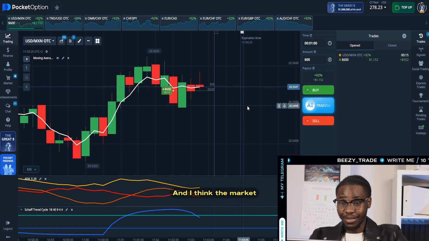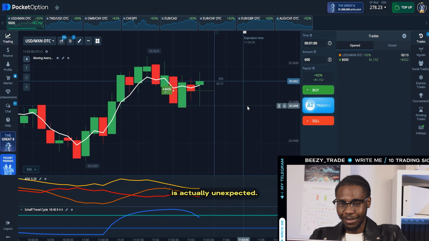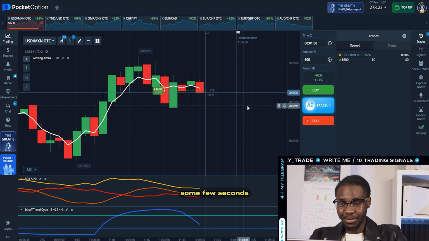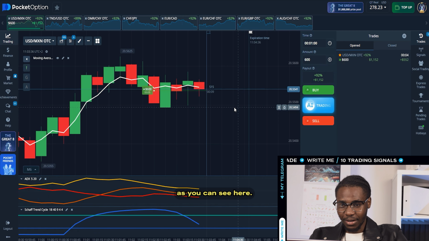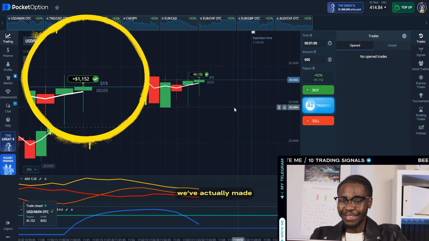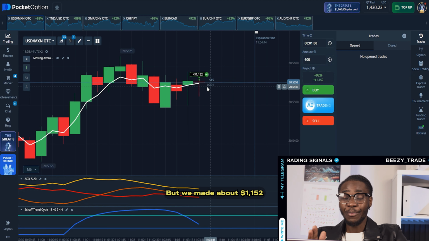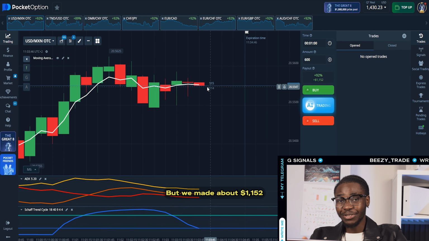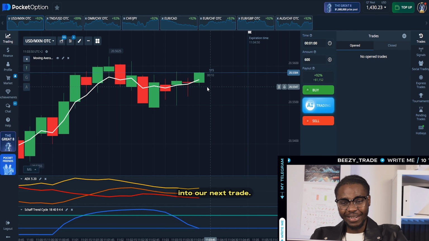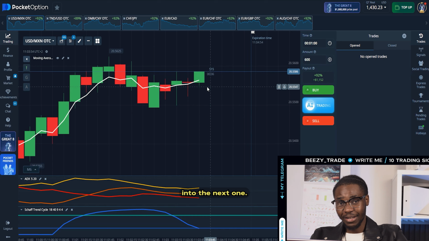And I think the market is going down. It's unexpected, but let's just wait. We still have a few seconds remaining, and the market is fluctuating, and there we have made our profit. We almost lost this one, guys, but we made about $1,152 just like that. Let's go into our next trade, and I'm pretty sure we're going to win the next one.